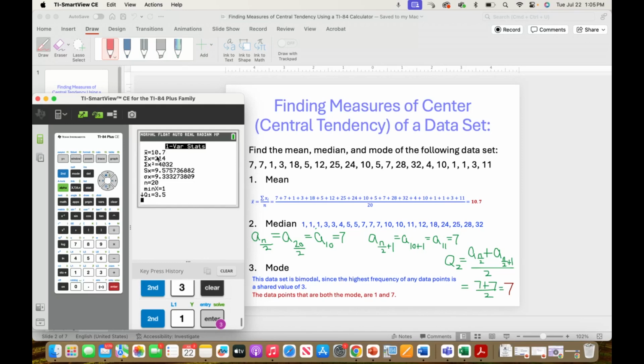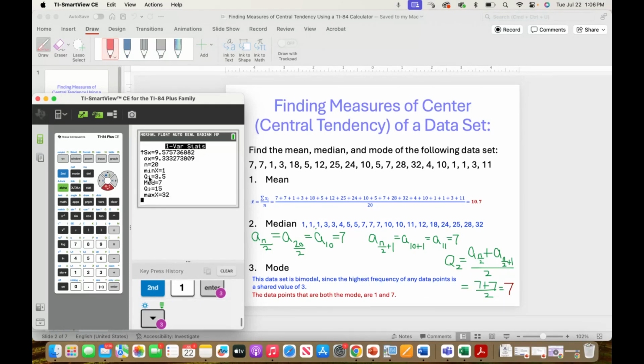Notice here, here's X bar, the mean, 10.7. Okay, so that's indeed what we have over here. Some of this other stuff we're going to find later, the standard deviation, but let's just look at the mean right now. And then notice it also tells us that n is 20. We knew that, but just in case, that's how many data points there are. It also gives you other stuff like your minimum and your maximum. That'll be used later on when we find the range.